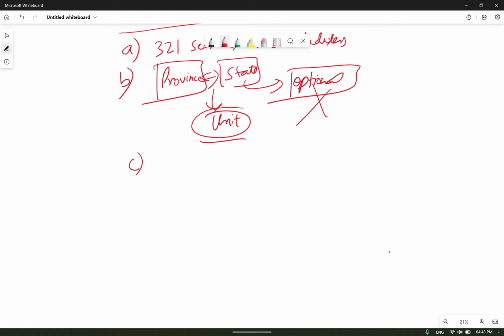This act separated Burma from India. Through this act only, we see Myanmar as a separate country. So through this act only, Burma was separated from India.